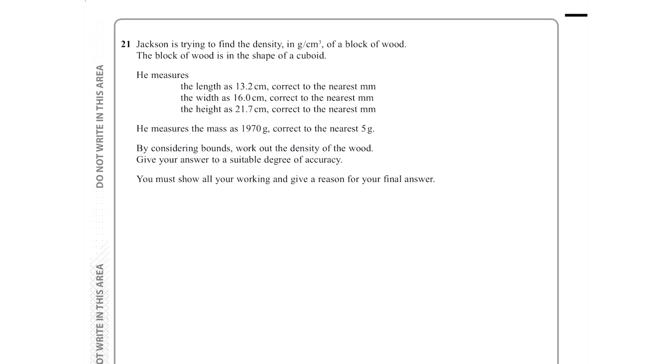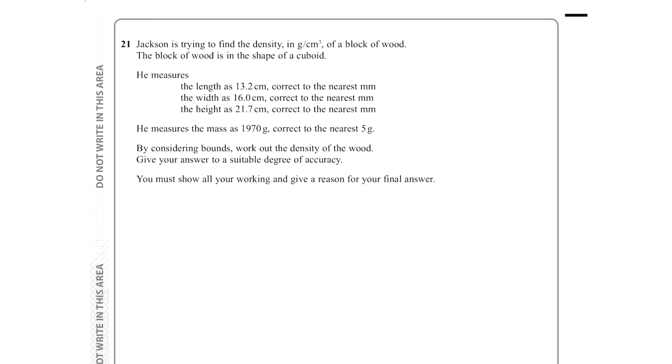So Jackson is trying to find the density in grams per centimeter cubed of a block of wood. He measures the length as 13.2 centimeters, correct to the nearest millimeter, the width as 16 centimeters, and the height as 21.7 centimeters, correct to the nearest millimeter. He measures the mass as 1,970 grams, correct to the nearest 5 grams. By considering bounds, work out the density of the wood. Give your answer to a suitable degree of accuracy. You must show all your working and give a reason for your final answer.